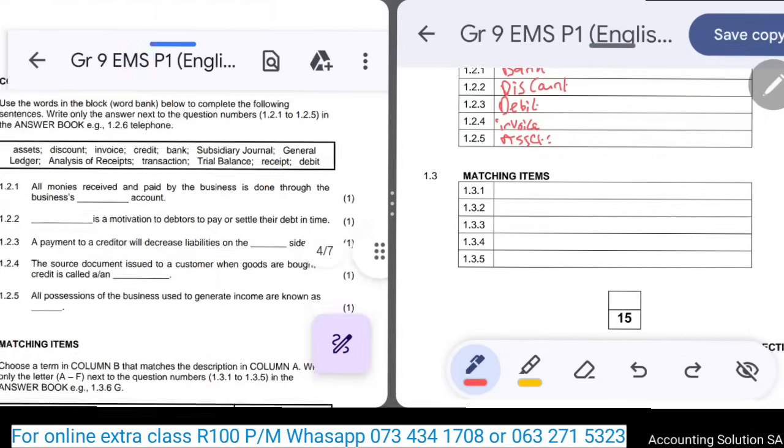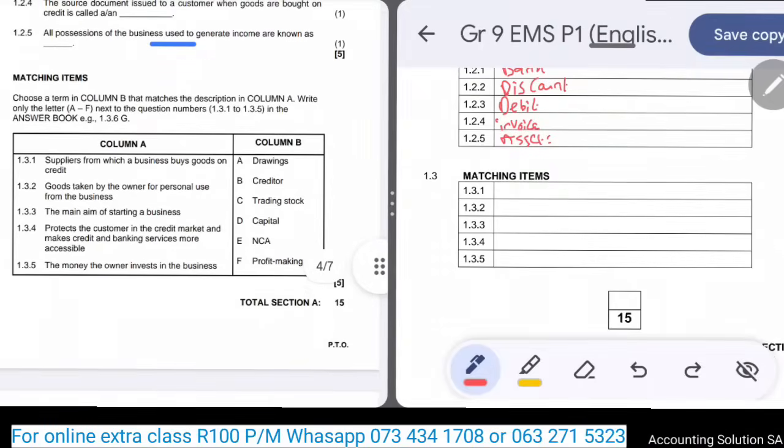Okay. 1.3. Let's match column A and column B. Under column B we have drawings, creditor, trading stock, capital, NCA, and profit making. Okay, now let's try to match them. 1.3.1, a supplier from which the business buys goods on credit is a creditor, guys. Number B.